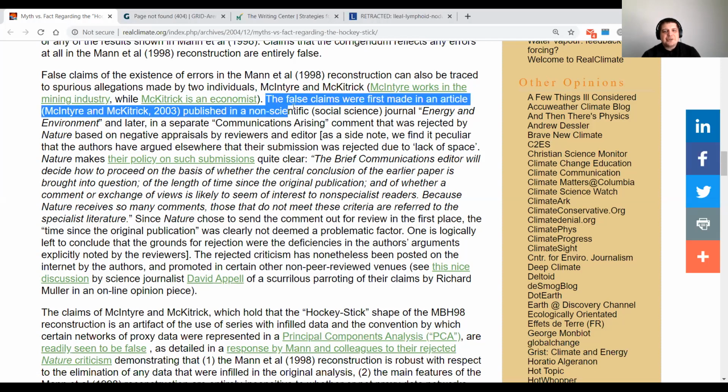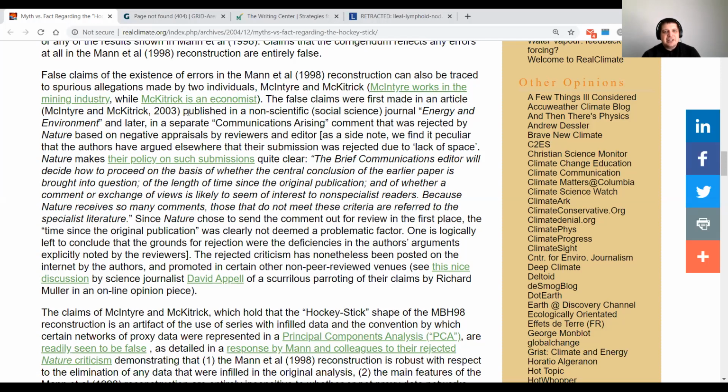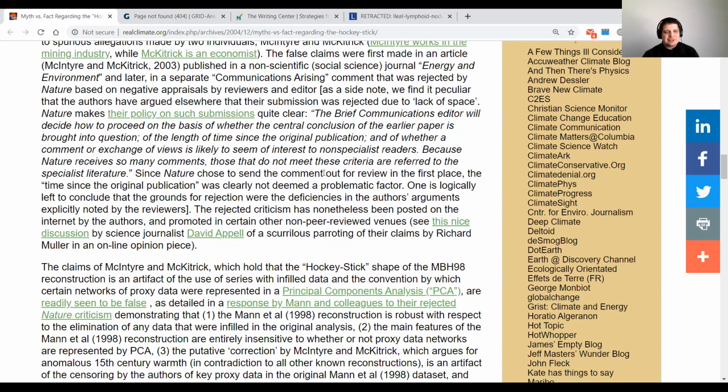The false claims are first made in an article published in a non-scientific journal. Oh no, Social Science, Energy and Environment. This is actually a journal on climate science, but Mann doesn't like this one, so he calls it non-scientific. And later in a separate comment that was rejected by Nature, this is a famous science journal, based on negative appraisals by reviewers and the editor. It goes on this whole long side note about how that works.